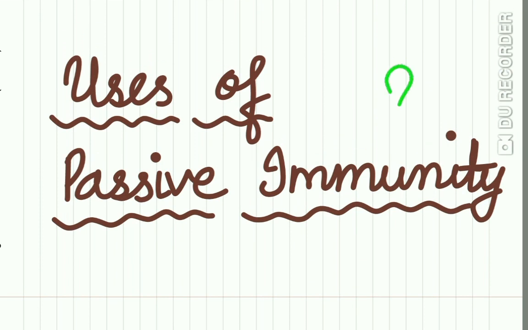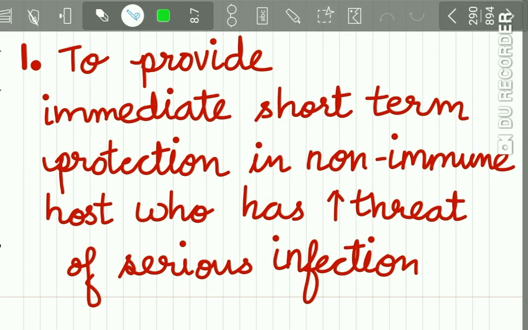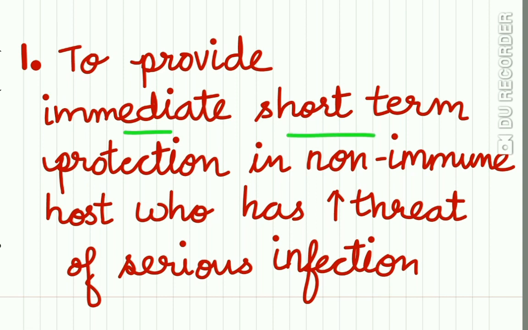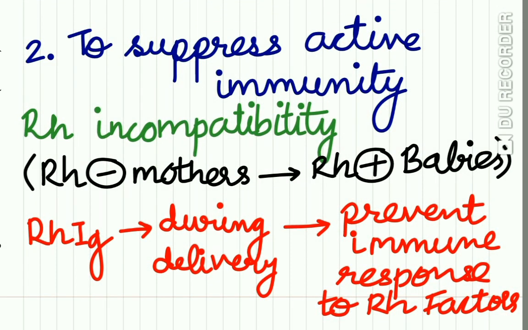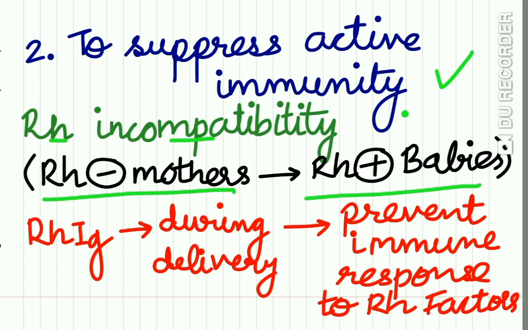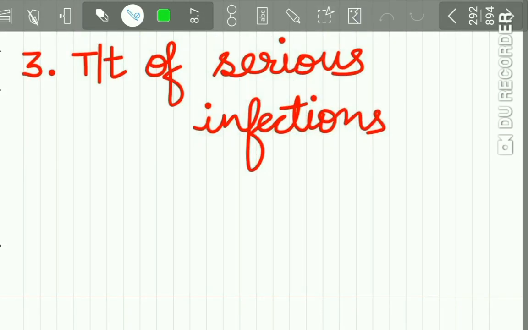Now, what are the uses of this passive immunity? Another important point you should remember: the use of passive immunity is to provide immediate short-term protection in a non-immune host who has an increased threat of infection. Secondly, it is used to suppress the active immunity, for example, in Rh incompatibility cases in which an Rh negative mother carries an Rh positive fetus. In these cases, the Rh immunoglobulin is given to the mother during delivery. This prevents immune response to Rh factors in the babies.